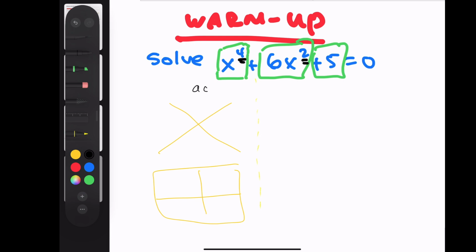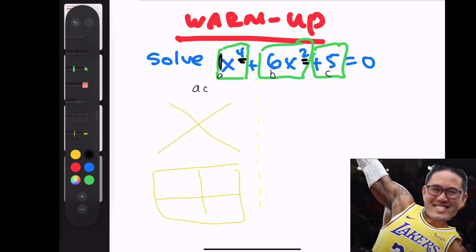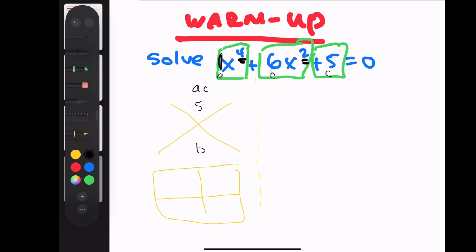Class, A times C? Yeah, there's your A, B, C. So A times C is 5. Class, your B value? Class, your B value. Your two numbers are 5 and 1. Raise your hand if you got that.